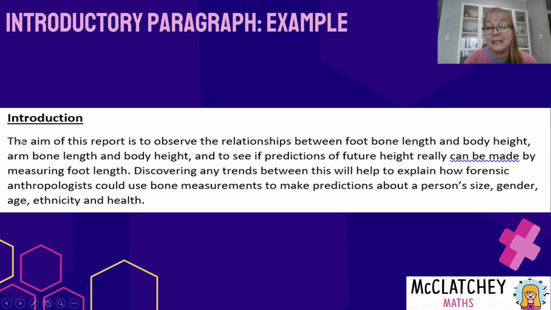That whole sentence pretty much summarizes everything that's in that task sheet, and it's spot on. I don't actually need to even read the task sheet. I know what this assignment's about. Discovering any trends between this will help to explain how forensic anthropologists could use bone measurements to make predictions about a person's size, gender, age, ethnicity, and health. This is a really good summary of the entire task sheet. So it's only a couple of sentences. It doesn't need to be pages long, something quite short and to the point.